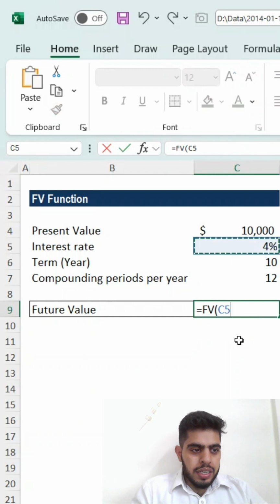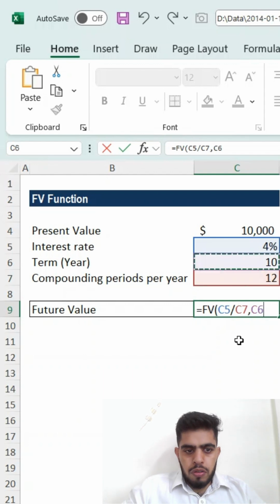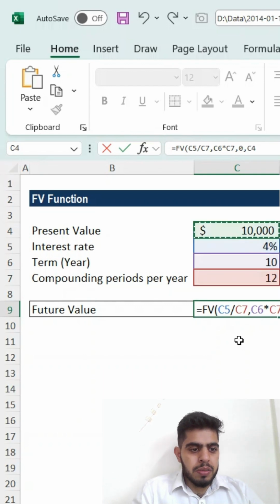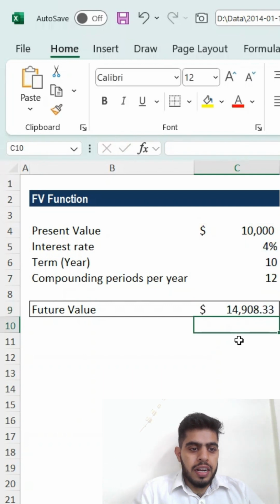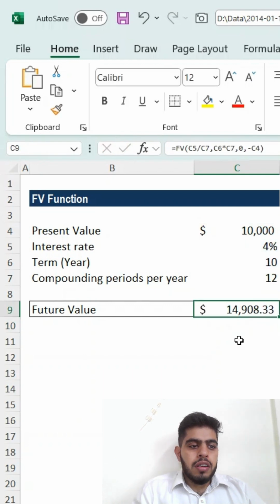First we need to give the rate. As the rate is per annum, we need to divide it by 12 because the compounding is done 12 times a year. Then we give the number of periods multiplied by 12. After that, we don't have any PMT, which means recurring payments. In place of it, we have PV, and we can simply press enter. Here our result is negative, so to get rid of the negative sign, we can simply put a negative in front of the present value. In this way we can compute our future value.